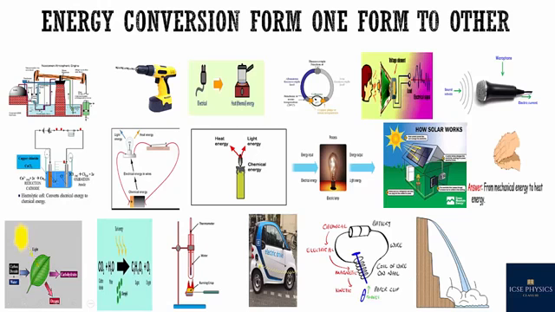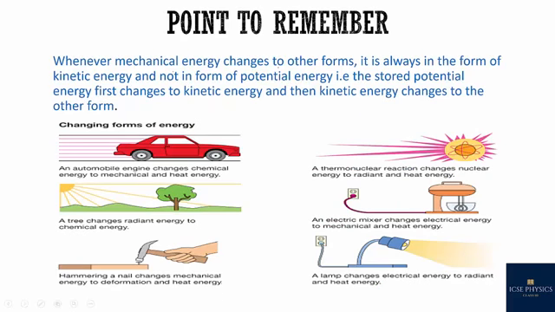Here, water is falling from a great height, and since it's falling from a great height, it produces heat. So here mechanical energy is producing heat energy. As we can see from here, energy changes from one form to another. The basic thing here is energy can be changed from one form to another. So point to remember, when mechanical energy changes to other forms, it's always in the form of kinetic energy and not in the form of potential energy. The stored potential energy first changes to kinetic energy and then the kinetic energy changes to other forms.